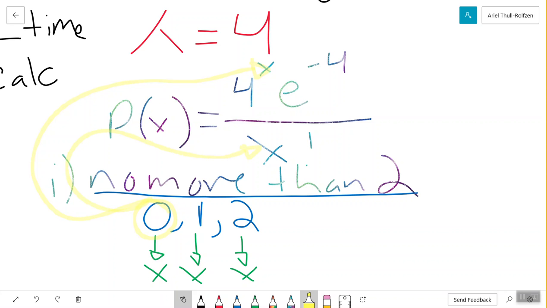And then when I'm done with 0, I can say, okay, 1. I'm going to take 1 and I'm going to plug it in to all of the x's. And I can keep on doing that until I've exhausted all of the ones that I care about for my probabilities.